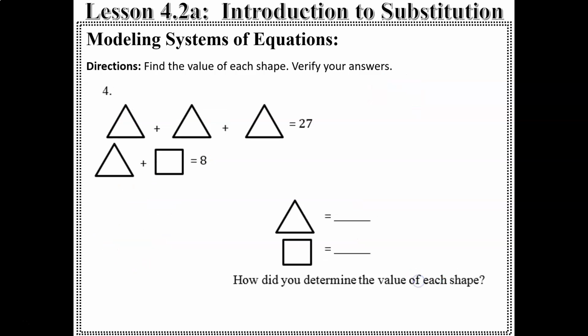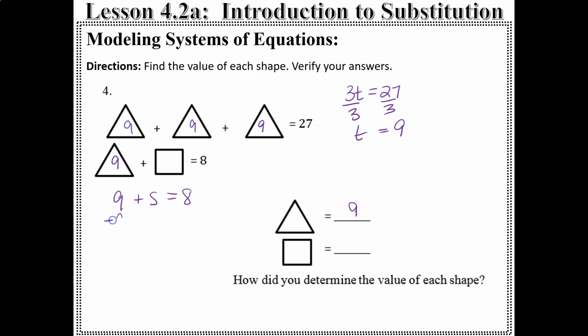All right, let's find the value of these shapes. I have 3 triangles equal 27, and I have a triangle and a square equals 8. So 3 triangles, or 3t, equals 27. If I divide by 3, I can find out what one of them is. So one triangle is 9. And I can replace 1, so I have 9 plus a square equals 8.